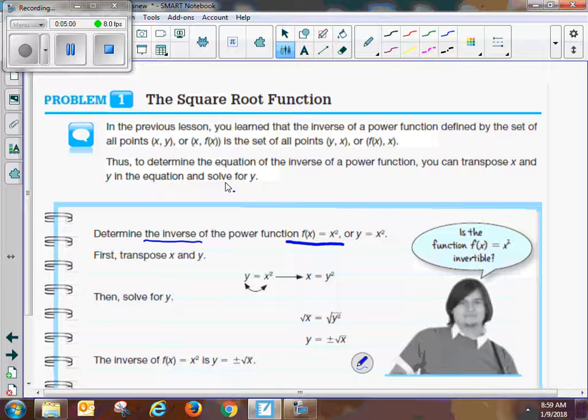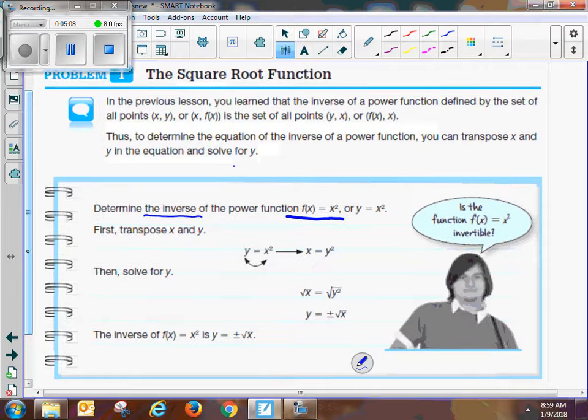I'm going to do the writing on it, but all you have to do is follow. It's already written down for you. Okay, so here come the steps. If I want to find the inverse, first of all, anytime you see f of x, you want to rewrite it as y equals. So y equals x squared. That was their step one.